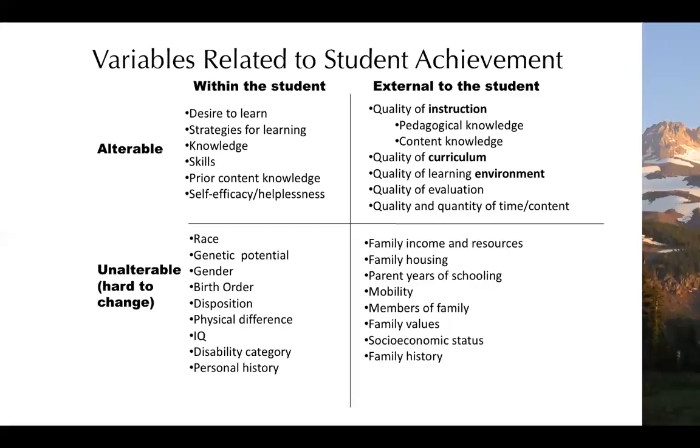And so we keep our conversations to those things that we can change, that are alterable and external to the student. And so those things are that quality of the instruction, the quality of the curriculum, the quality of the environment, having good assessment systems, and that time and the content, what we're delivering for them, to be really, really good, so that we spend time in that upper right-hand side and not in that lower left-hand side, because we can't control those things.